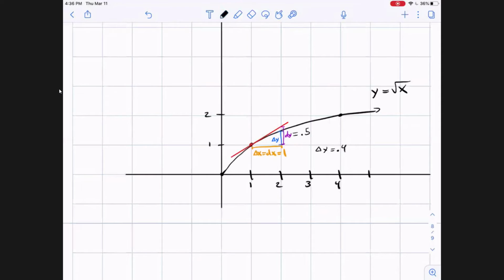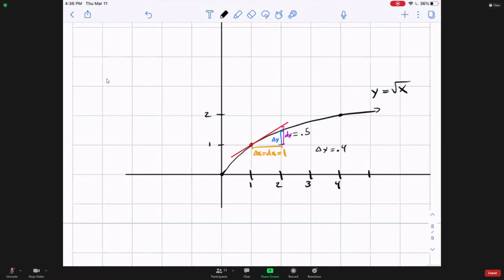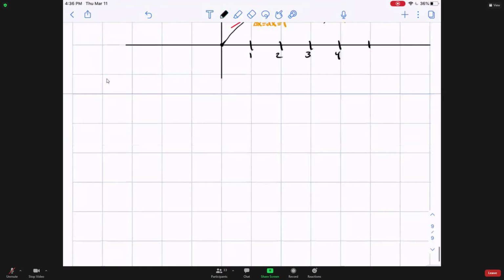All right, now, let's do a word problem. It's not really that intense of a word problem. This is number 34 from the book.